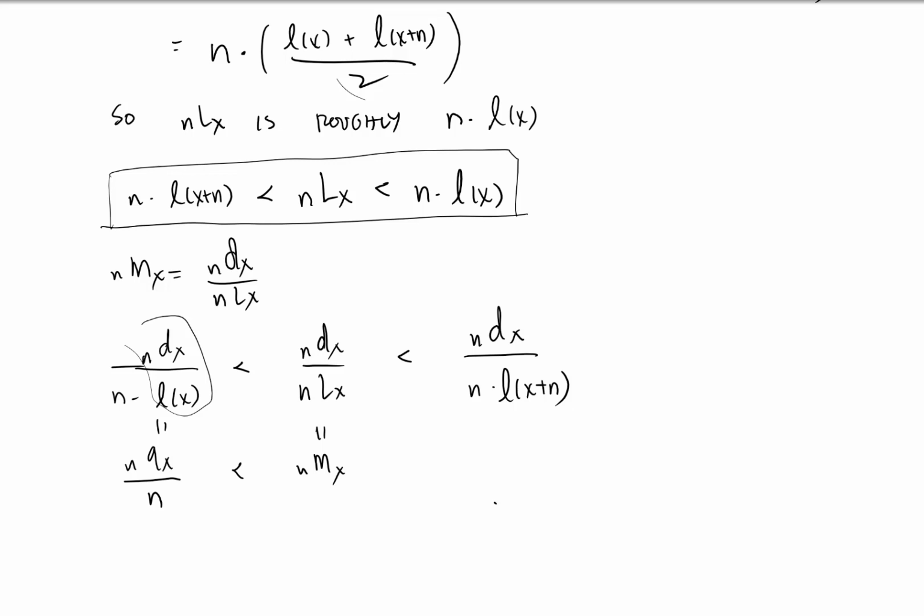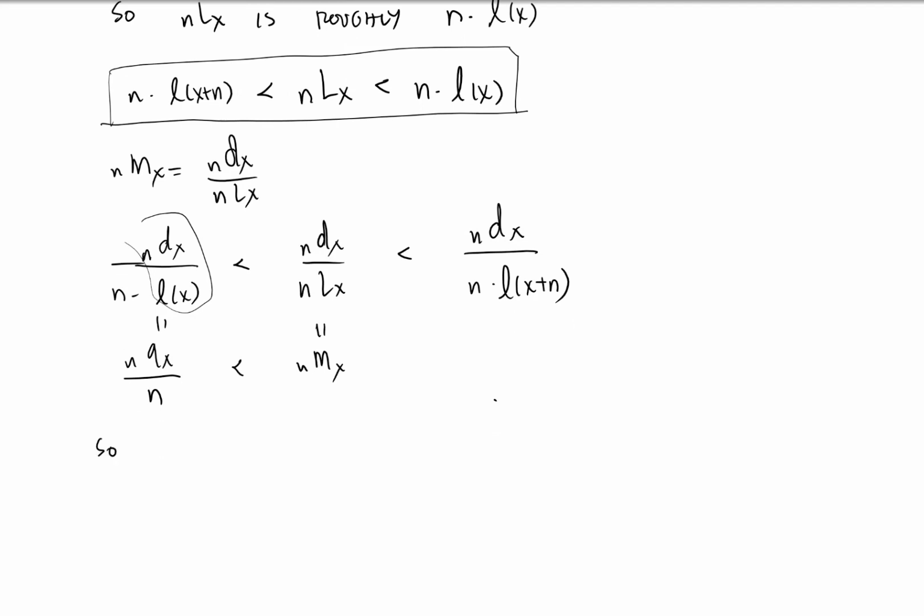So just as a rough rule of thumb, nLx being roughly n times l(x) means that nmx is roughly equal to ndx divided by nLx, which is roughly equal to nqx over n.